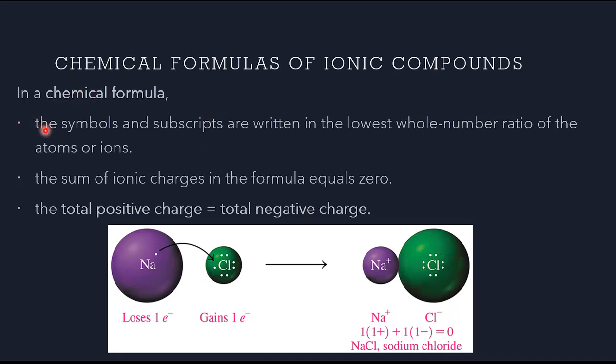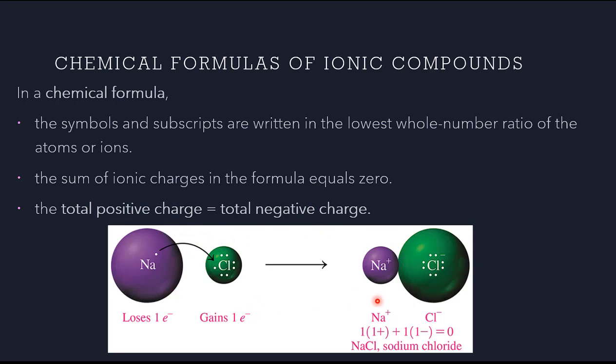In the chemical formula, the symbols and subscripts of ions are written in the lowest whole number ratio of the atoms or ions. The sum of ionic charges in the formula must equal 0. Therefore, when we're creating our ratios of our 2 ions, our cation and our anion, we want to balance the number of atoms in the formula such that we get an overall 0 charge on our molecule. So the total positive charge must equal the total negative charge.